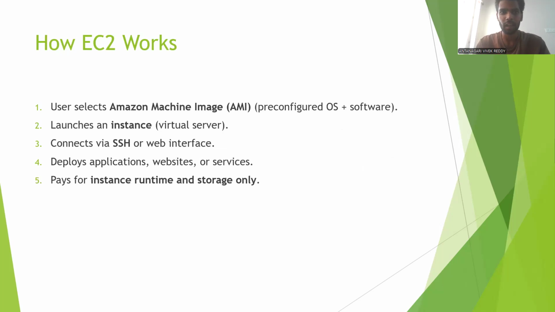And how does Elastic Compute Cloud work? The user selects the Amazon Machine Image and then launches it on an instance, which is a virtual server, and then connects via SSH or a web interface. Next, we can deploy applications, websites, or services, and we pay only for the instances, runtime, and storage.